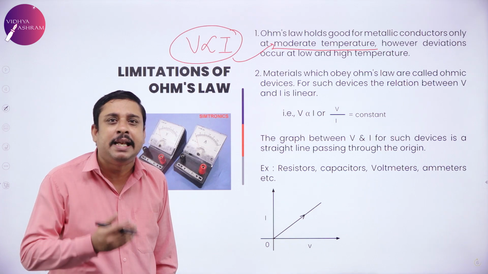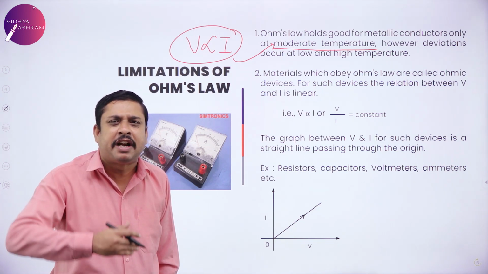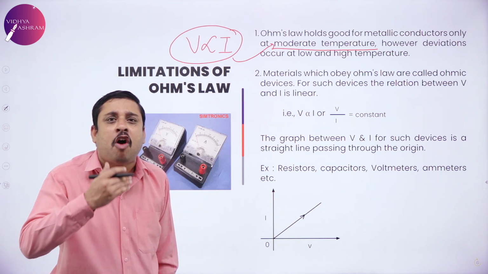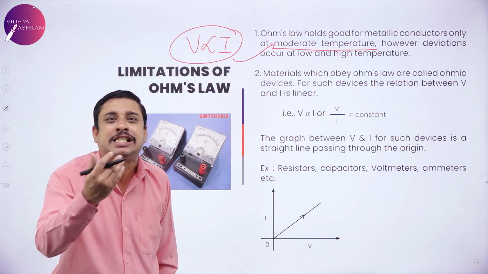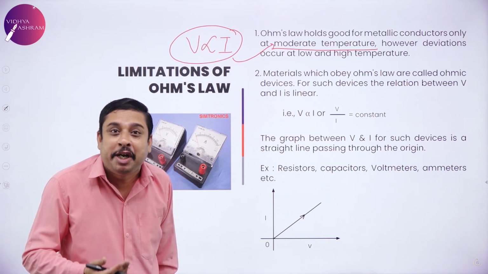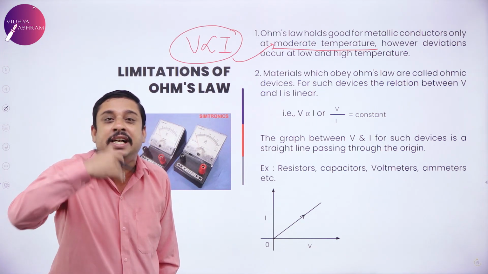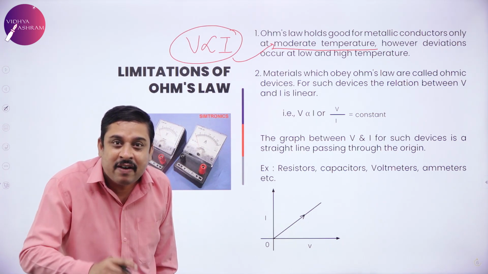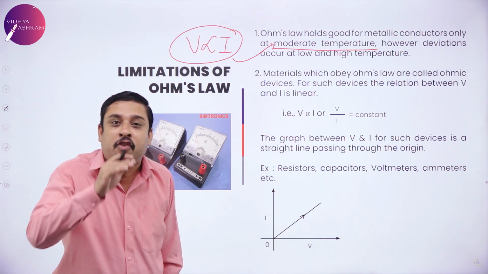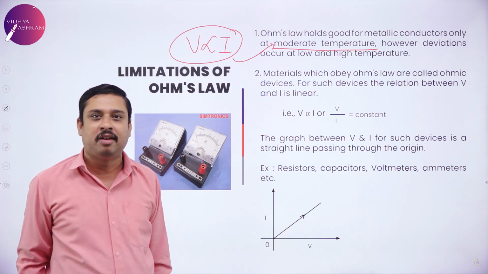What does your teacher say? After every trial, switch off the source for 3 or 4 seconds. Why? To reduce heating effects, to reduce the change in temperature. Why have I reduced the temperature? For the establishment of Ohm's law.